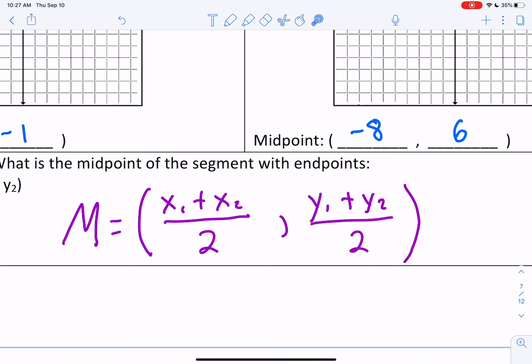Think of this as an average. Okay, the average x-coordinate and the average y-coordinate. If I have two x's on a line segment, x plus x divided by 2 gives me that average. It gives me exactly the halfway point. Same thing with the y's. y plus y divided by 2 gives me the exact midpoint right there.